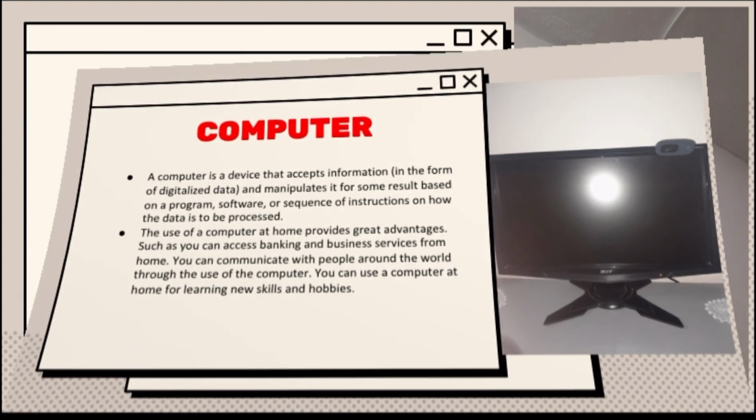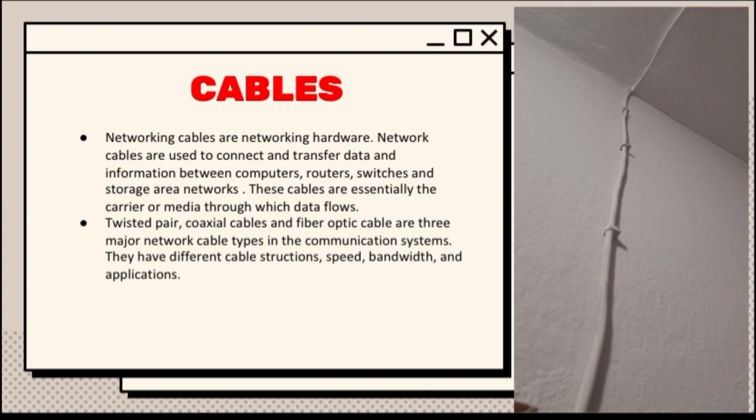The second part of the network are the cables. Networking cables are networking hardware. Networking cables are used to connect and transfer data and information between computers, routers, switches, and storage area networks.